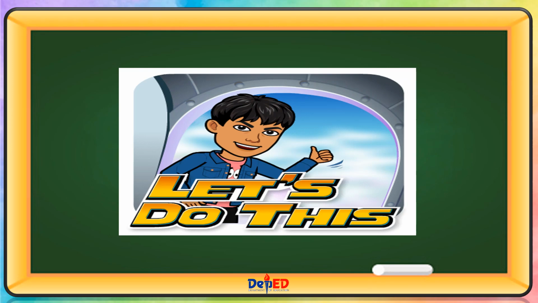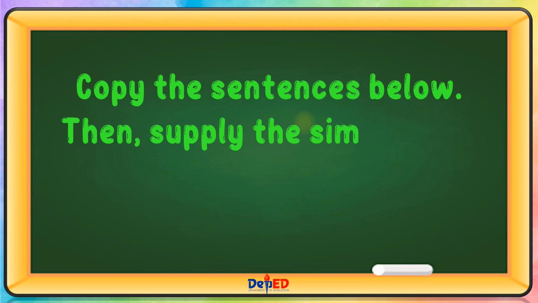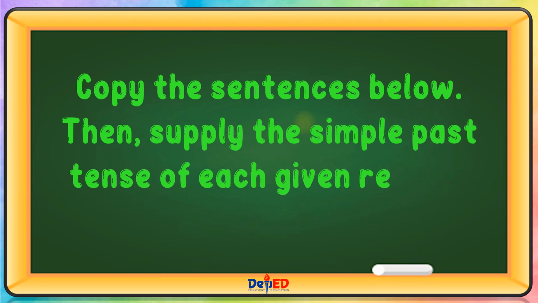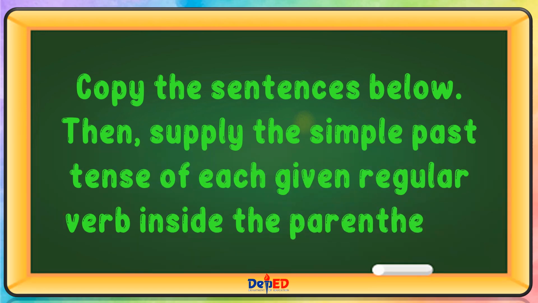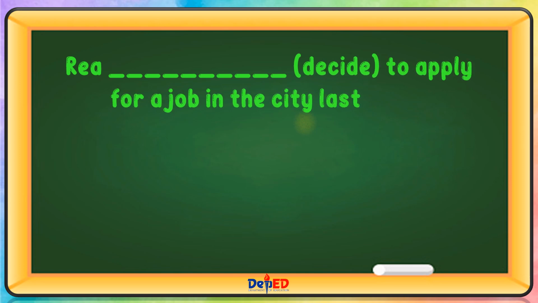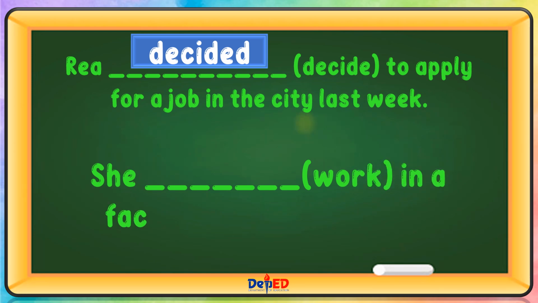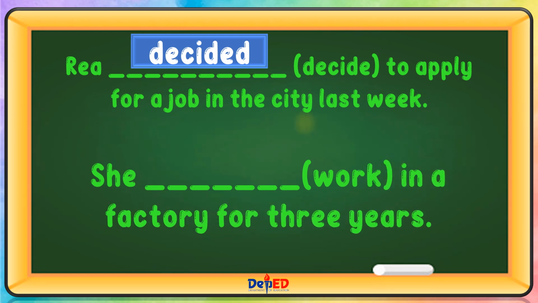Let's do this. Copy the sentences below, then supply the simple past tense of each given regular verb inside the parentheses. Rhea blank to apply for a job in the city last week. The answer is decided. She blank in a factory for 3 years. The answer is worked.